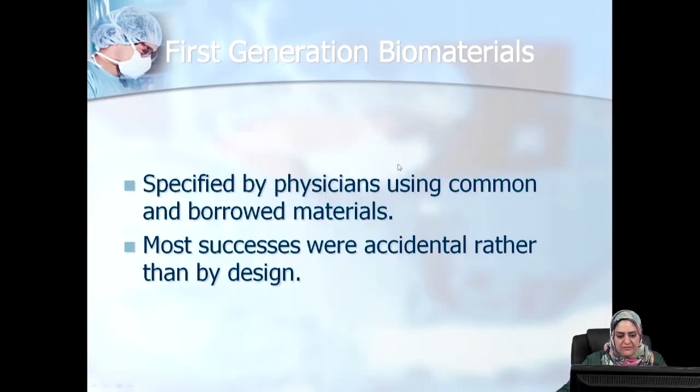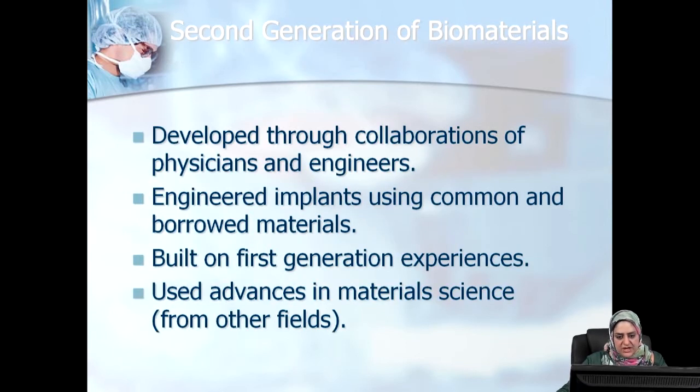The first generation of biomaterials was specified by the physician using common and pure materials. Most successes were accidental rather than designed. The second generation of biomaterials was developed through cooperation of physicians and engineers. Engineered implants using common and pure materials, built on first generation experience, used advances in material science from other fields.